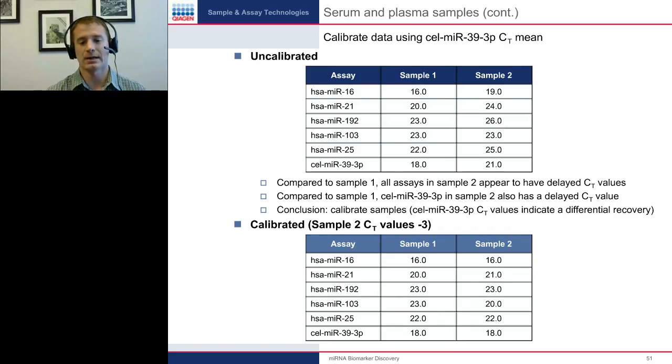You should calibrate this by taking sample 2 and subtracting 3 CT units from each assay in sample 2. Don't mix and match. Be sure that you do this with each microRNA and also indicate this when you're writing this up for publication, that you've corrected for differential recovery due to sample prep. And once you correct this, you can see that there's virtually no CT difference for miR-16, 192, or 25. And instead of no CT change for miR-103, it was actually more robust in sample 2. And miR-21, instead of a 4 CT delay, you're only looking at a 1 CT delay.